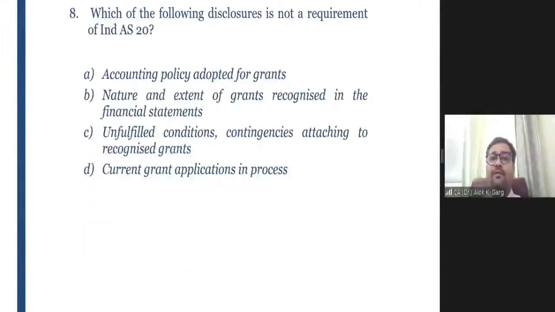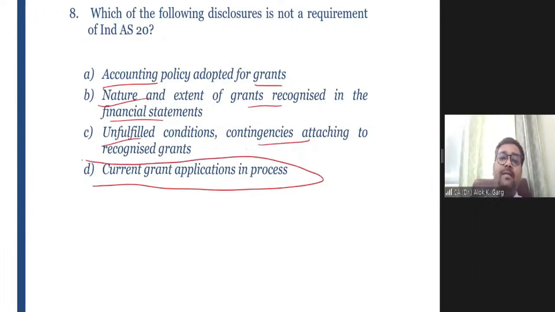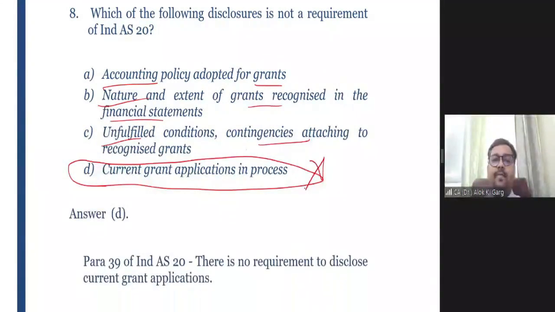Question number 8. Which of the following disclosure is not a requirement of Ind AS 20? Accounting policy adopted for grants. Of course, it is required. Nature and extent of grant recognized in financial statement. Of course, it is required. Unfulfilled condition, contingency. Of course, it is required. Current grant application in process. The company has applied for some grant and it is in process. So it is not required. D is the right answer.